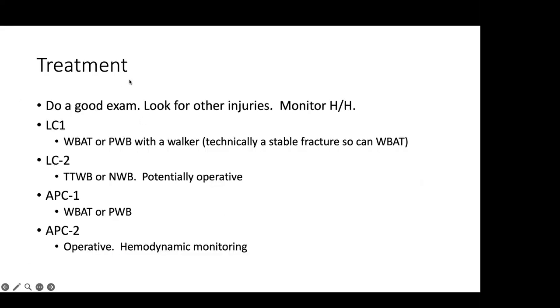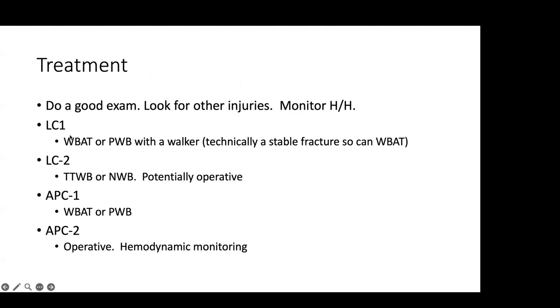So, this is kind of just a treatment summary slide for pelvic fractures. Do a good exam. When a patient has a pelvic fracture, look for other injuries, see what their hemoglobin is, see what their vitals are, because the pelvis can hold a lot of blood. A patient can have a displaced pelvic fracture and they can bleed several liters into their pelvis, and they might not even show any other signs of injury. They look relatively normal, but their body will decompensate very quickly.